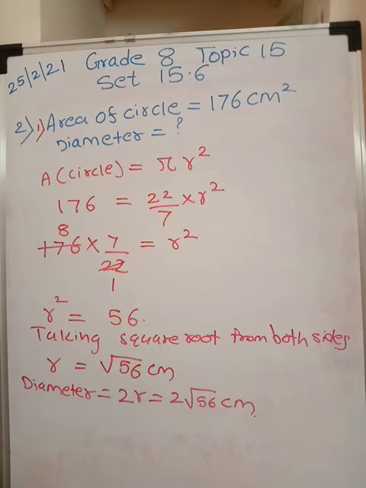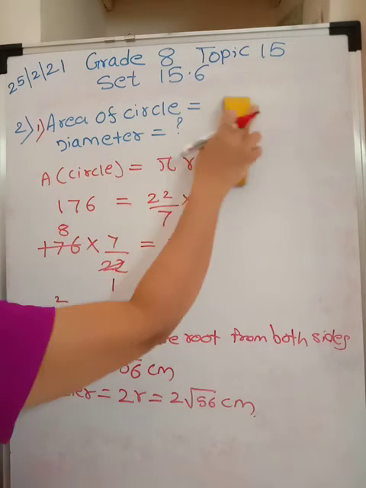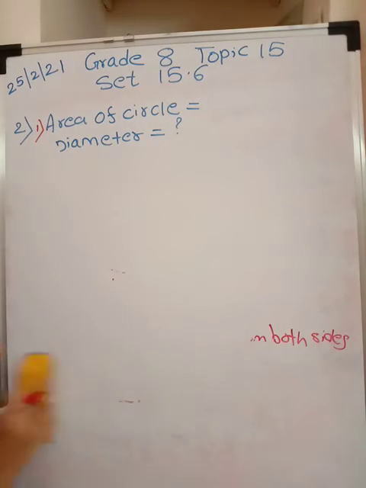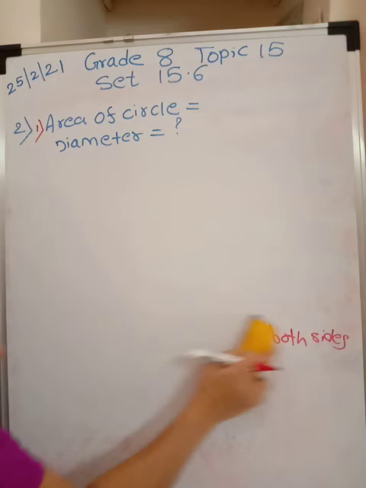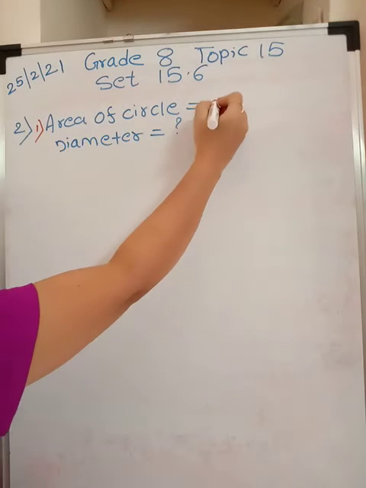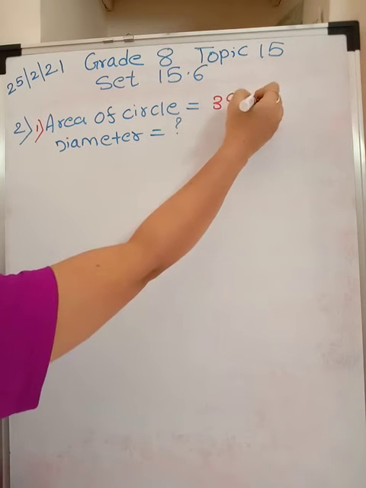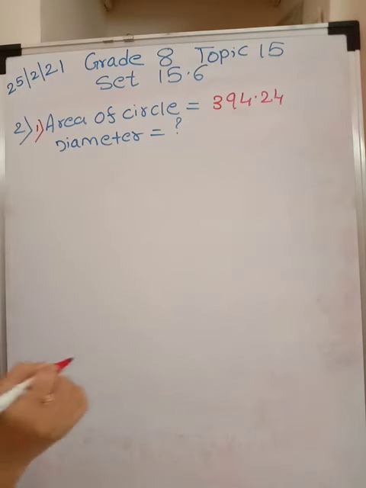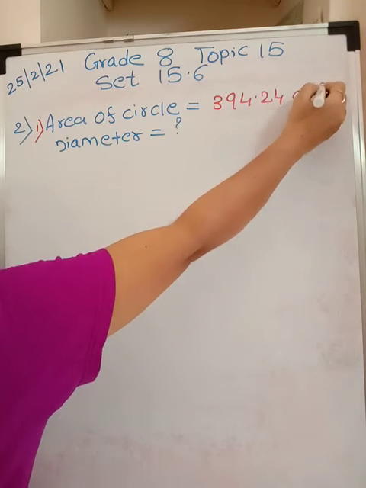Diameter, but here the area is given in decimal form. So let us do it. Let us see what it is. 394.24. 394.24, and you have to find the diameter. What is the unit? Centimeter square.